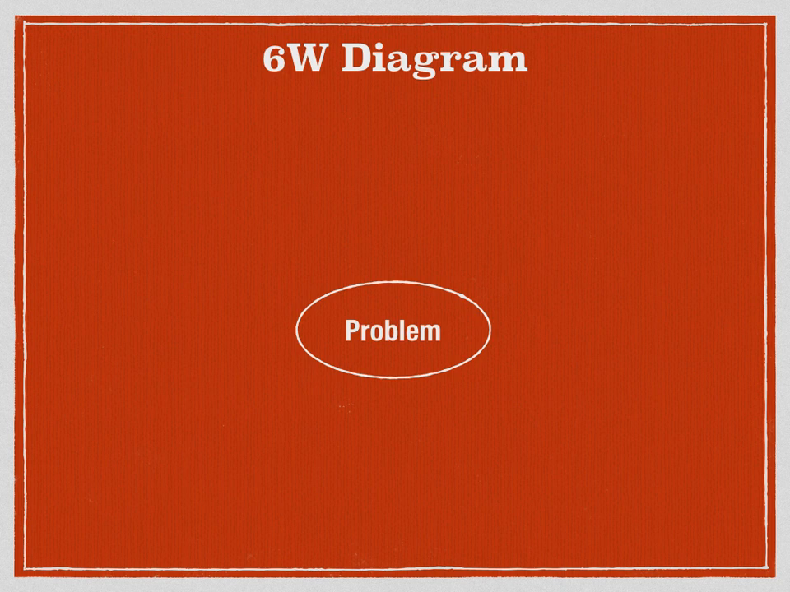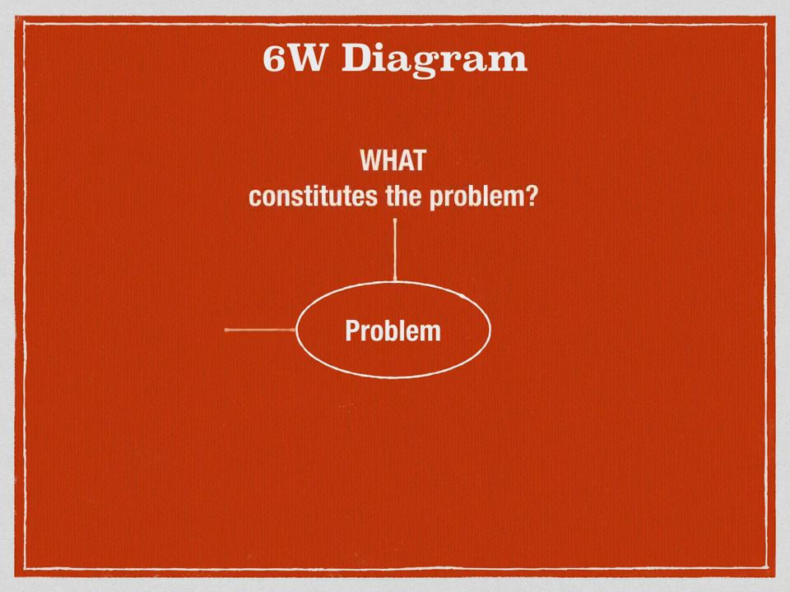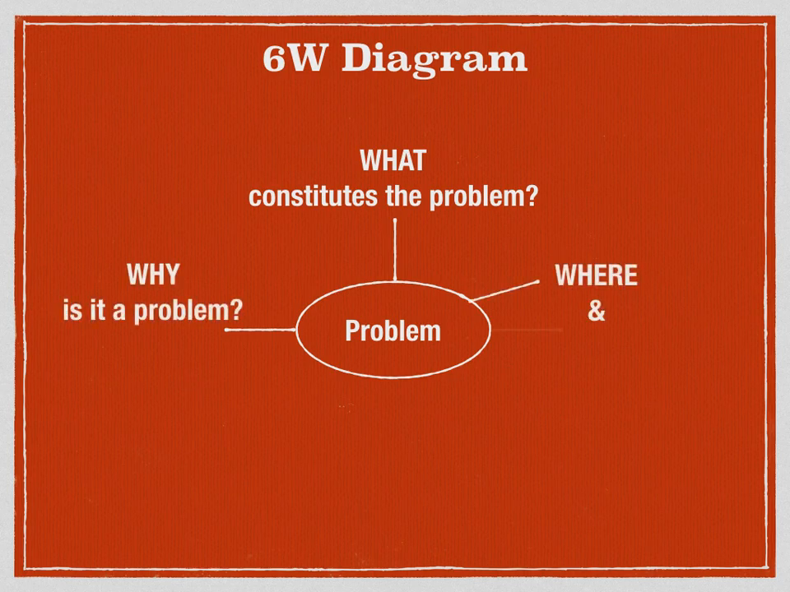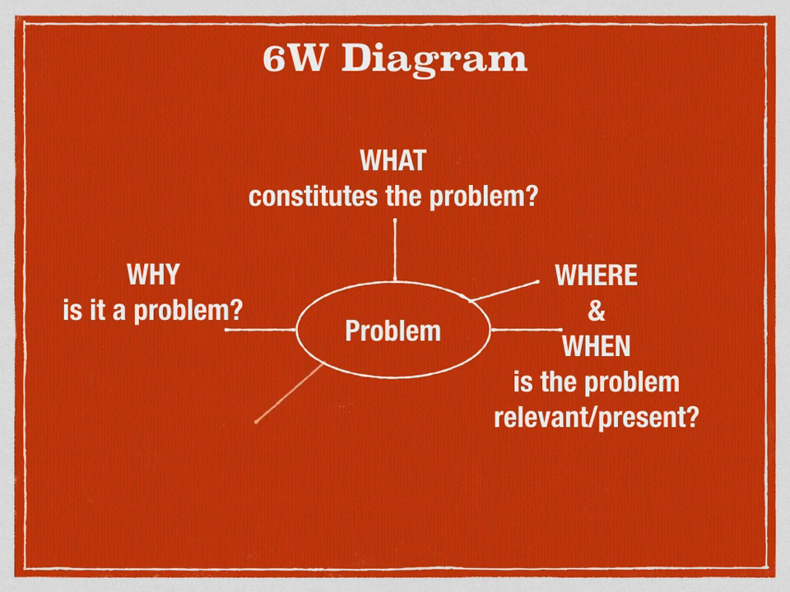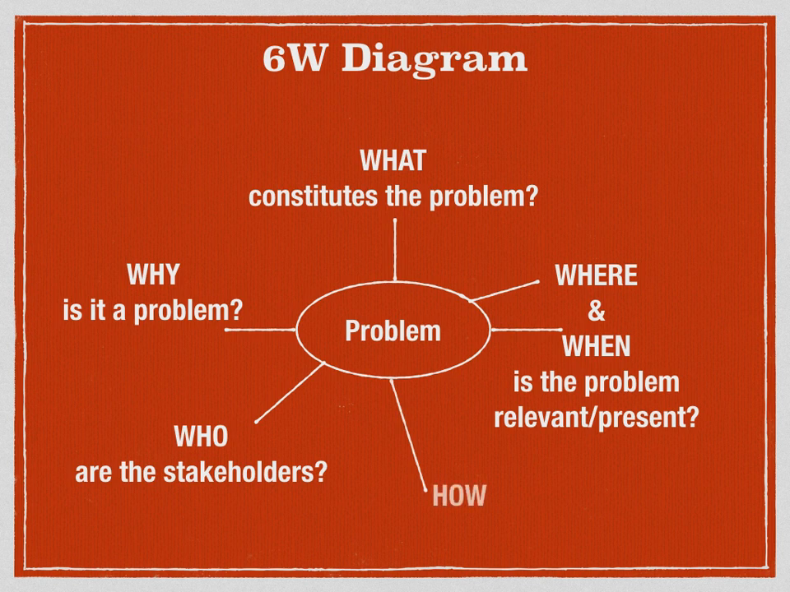So we ask people to start with formulating the problem that they're working on, and then considering what it is that constitutes the problem, why is it a problem, where, and also when is the problem relevant or present, so the context of the problem, who are the stakeholders for this problem, and also how can the problem be solved, so some different solution schemes for that. In Danish, all these six words begin with the letter H, so we call it the 6H diagram, but in English I have to settle for 6W diagram, even though "how" doesn't technically begin with the W, but it ends with one, so there you are.